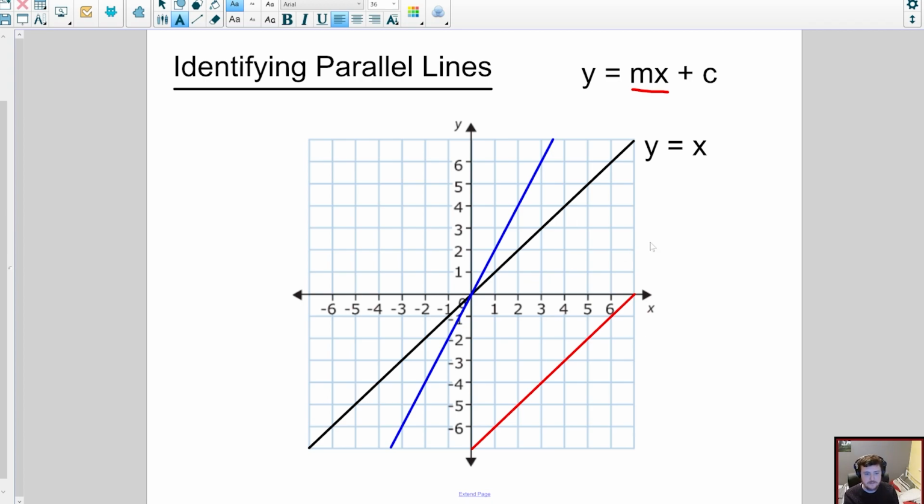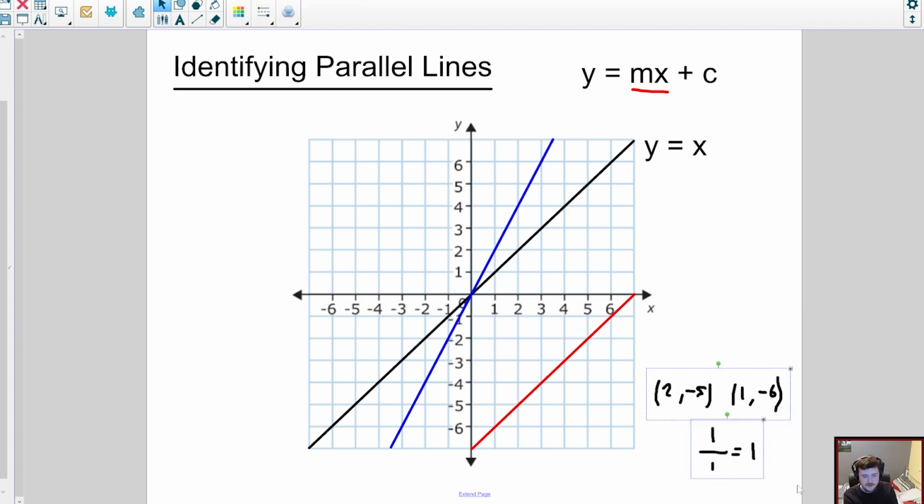If you can't visually see it, I would work out the gradients of each one and see if it's the same. So let's say this is 2 and this is 2. 2 divided by 2 is 1, so the gradient is 1. Here, the coordinate is 2 and minus 5, and the next one is 1 and minus 6. The difference between the y's is 1. The difference between the x's is 1, so 1 over 1 is still 1. And so the gradient of both of them is 1. That tells me that they're parallel, and I need to do no further work whatsoever.